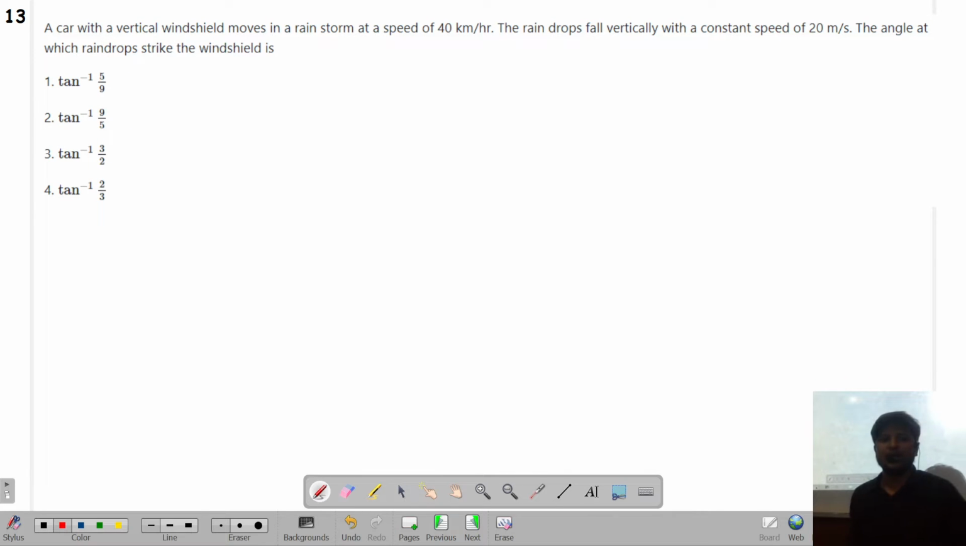What is that question? A car with a vertical windshield moves in a rainstorm at a speed of 40 km per hour. Raindrops fall vertically with a constant speed of 20 meters per second. The angle at which raindrops strike the windshield is? Can you solve this problem? Last one. Solve this problem.